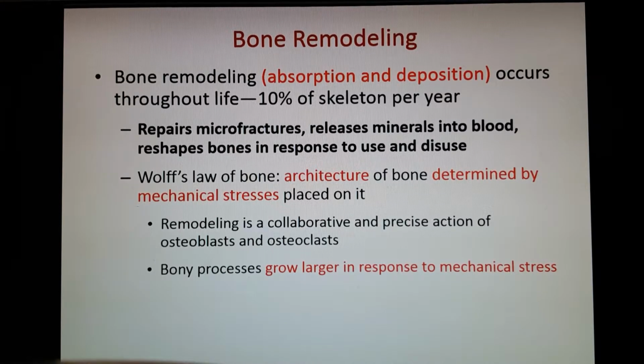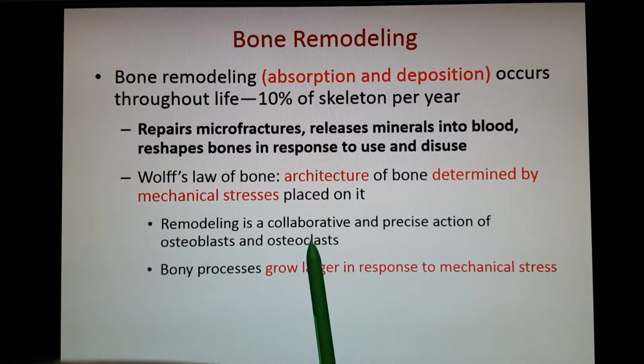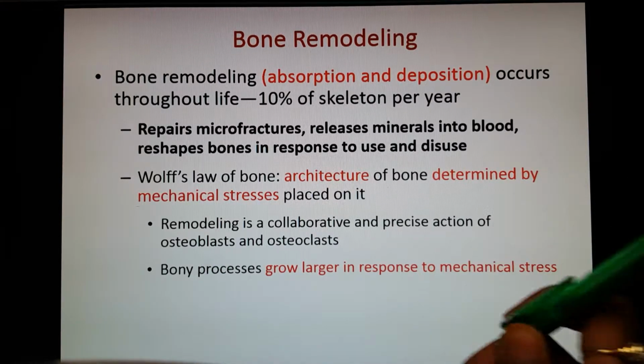It also helps to reshape the bones in response to use and disuse. Depending on, for example, your levels of activity, if you become heavier and so your bones need to support more weight, you're going to have bone remodeling to make sure that you're supporting it. This is determined by mechanical stresses, and your osteoblasts and osteoclasts do so. Again, blasts are our builder cells, clasts are the ones that are going to dissolve bone.